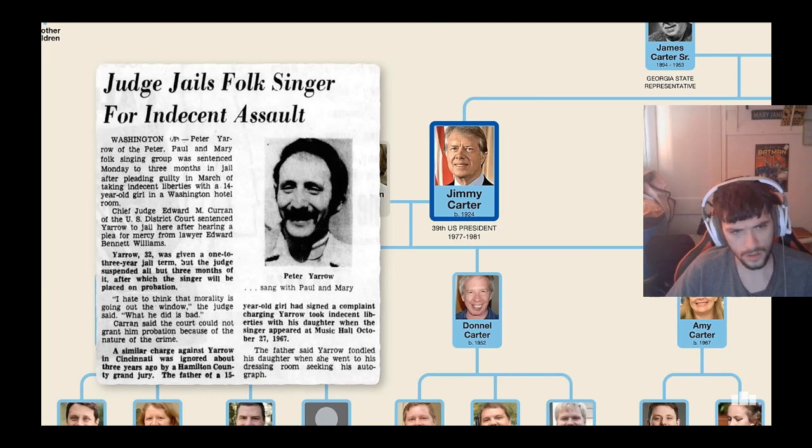I bring this up not because I want to tarnish Jimmy Carter's reputation, but because I, as a child abuse survivor myself, take these things very seriously and wish that more people did as well.